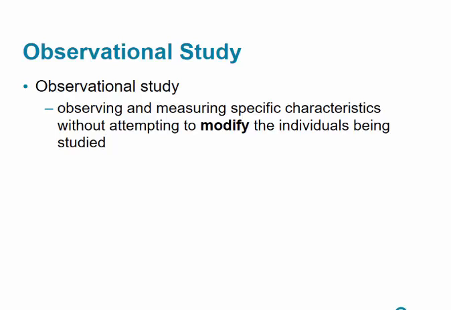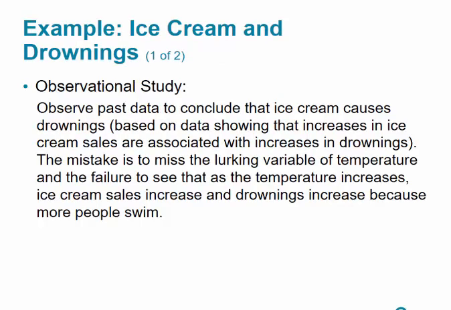So experimental, you do something and then you collect the data, and observational, you sort of sit back and collect the data. So here's an example. Observational study, ice cream and drowning. So observe past data to conclude that ice cream causes drownings based on the data showing that increases in ice cream sales are associated with increases in drownings. So the mistake is to miss the lurking variable of temperature and the failure to see that as temperature increases, ice cream sales increase and drownings increase because more people swim. The main variable here would be the temperature.